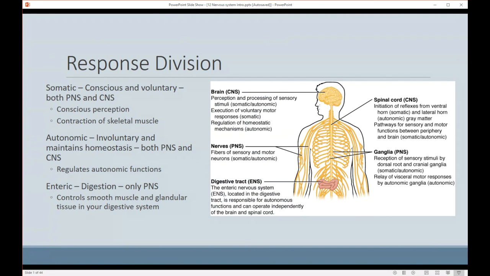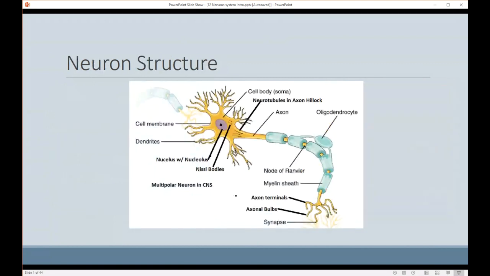We find this in both the peripheral nervous system and the central nervous system. This regulates our autonomic functions, so our breathing, a release of hormones, digestion. And then we move into the enteric. Enteric is considered our digestive nervous system, and it's only found within our peripheral nervous system. It controls our smooth muscle and our glandular tissue in the digestive system.